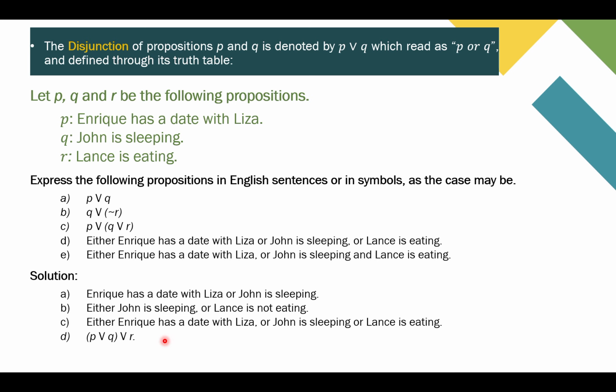For the last one, how would that be? Who or what is inside the parenthesis? That would be Q and R. So, either Enrique has a date with Liza, or John is sleeping and Lance is eating. Remember, the inverted V is and, the capital V is or.